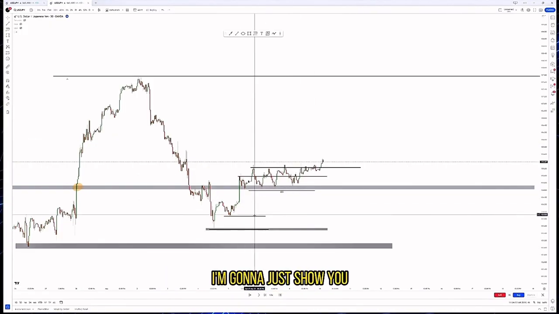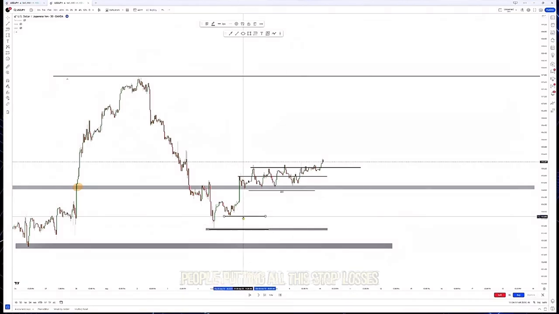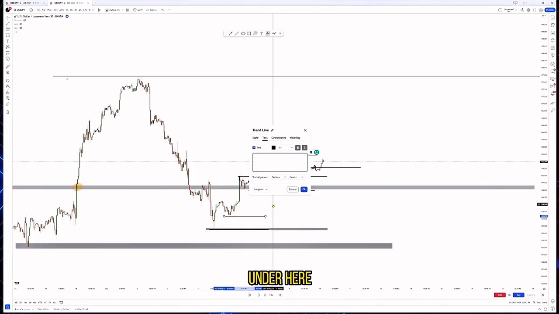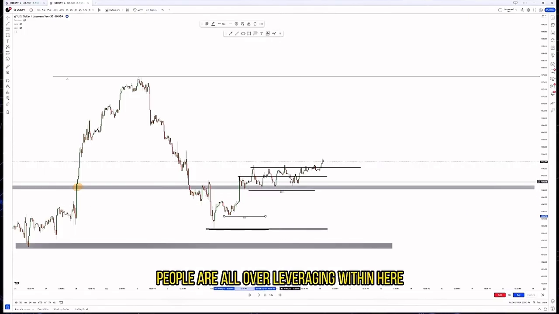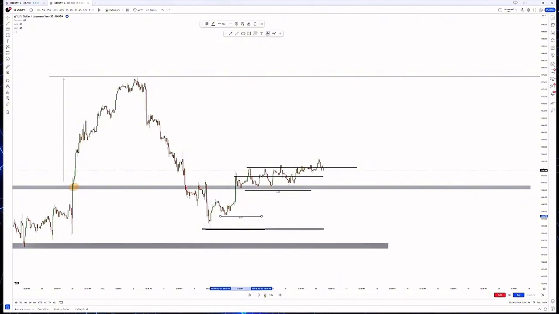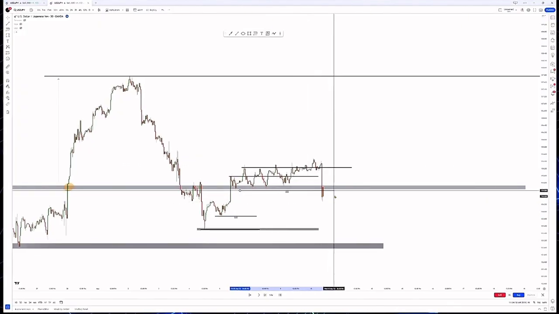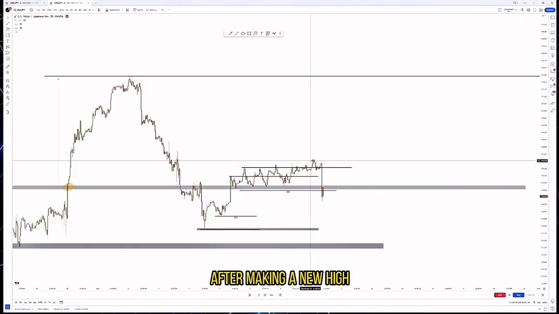Let's just remove this. I'm going to show you what all the stop losses might be. People putting all their stop losses under here. People are all over leveraging within here. So you know what the market is going to do during news. Take everybody out after making a new high.